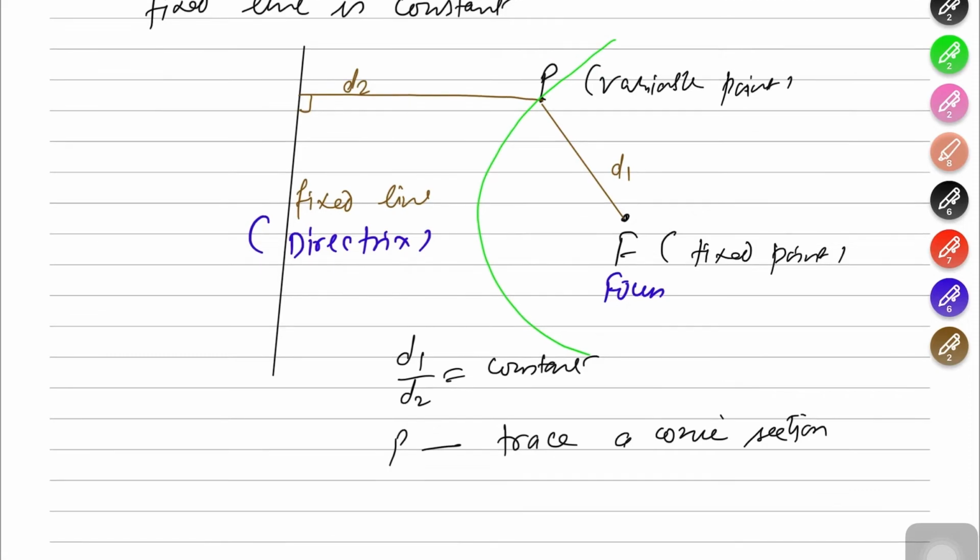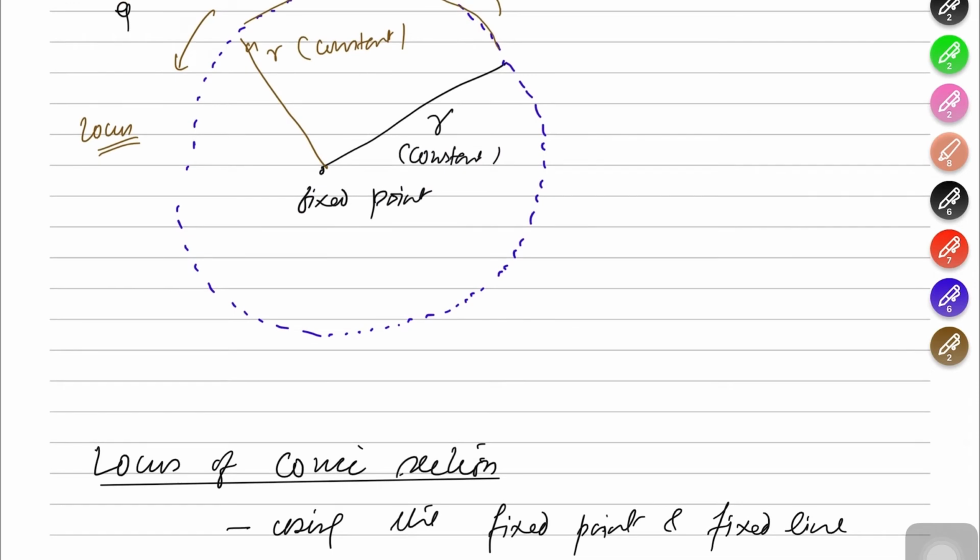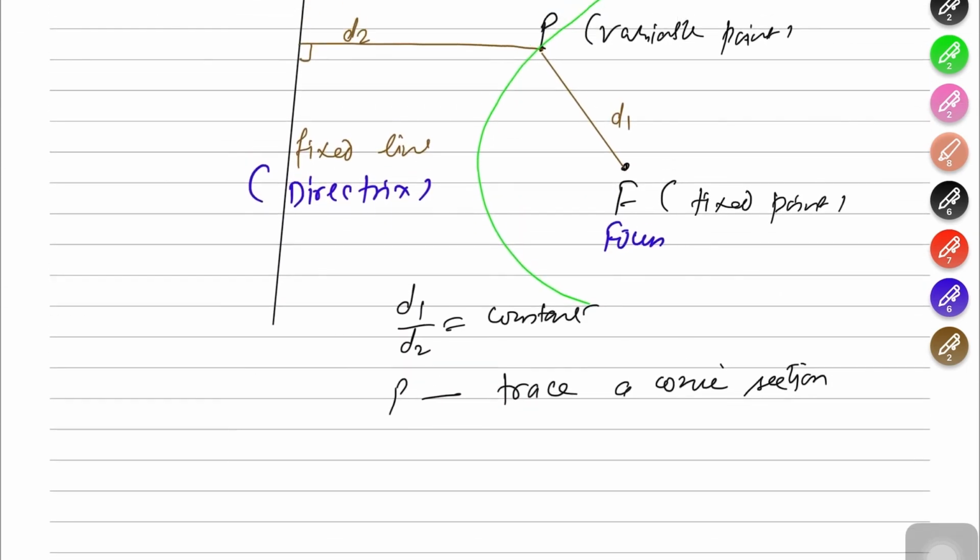Again, just like in the case of a circle, if you recall, this fixed point is called the center of the circle, and the fixed distance is called the radius of the circle. Same way here, this fixed point is called the focus, and the fixed line is called the directrix. So they have some nomenclature.